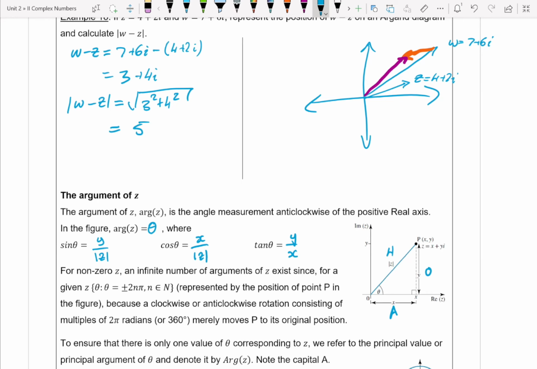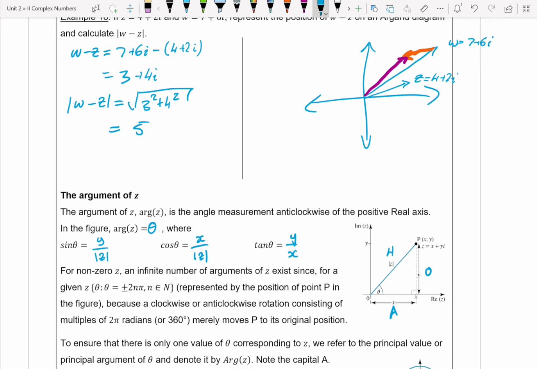So for non-zero z, z has to be non-zero, otherwise we get a division by zero error. An infinite number of arguments of z exist for a given z. So we can just keep adding on 2nπ, where n is an integer. Just keep rotating 360 degrees around and we get a new argument.